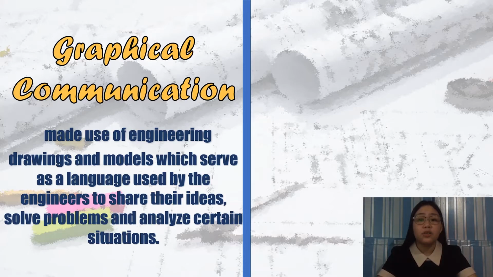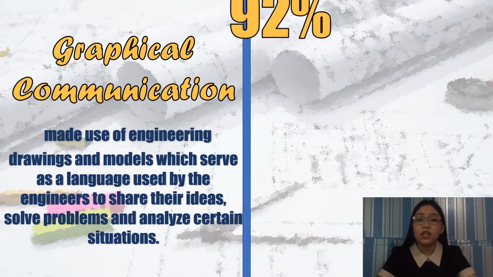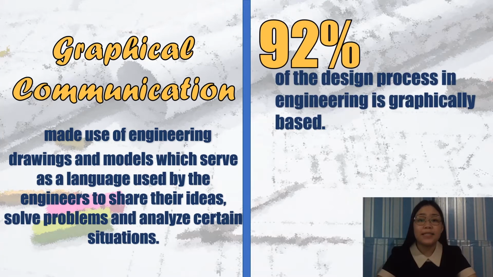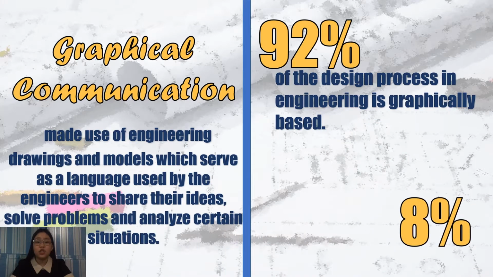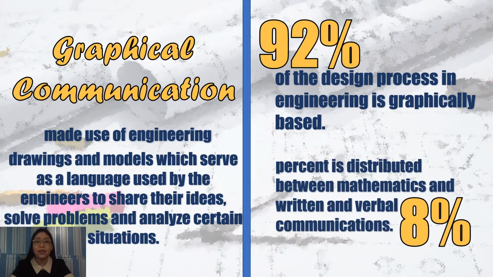According to Introduction to Graphics Communication for Engineers by Gary Bertoline, 92% of the design process in engineering is graphically based. The remaining 8% is distributed between mathematics and written and verbal communications. This is mainly because graphics is the primary means of communication in the design process. Graphics plays an essential role in all areas of engineering: in documentation, design, analysis, modeling, and in communication.